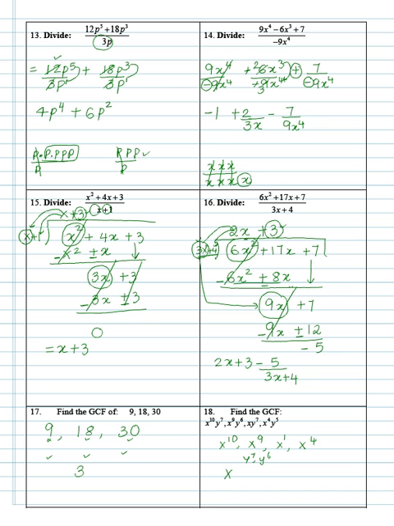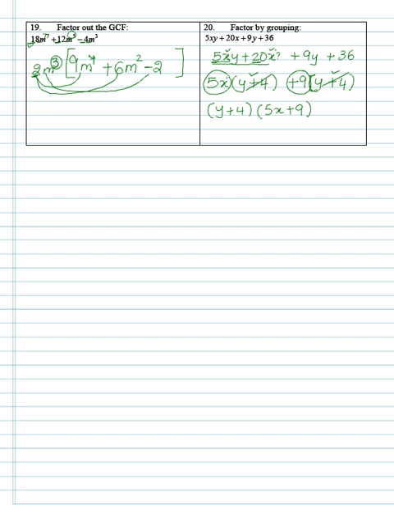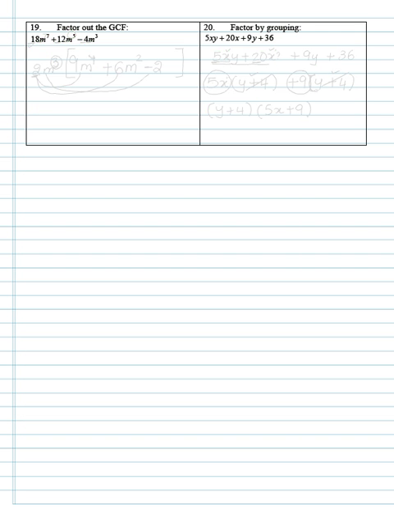y7, y6, y7, y5. What's the least? y5. So x y5 is my greatest common factor. So when it comes to variables, you're always going to take the lowest power. Factor out the greatest common factor.